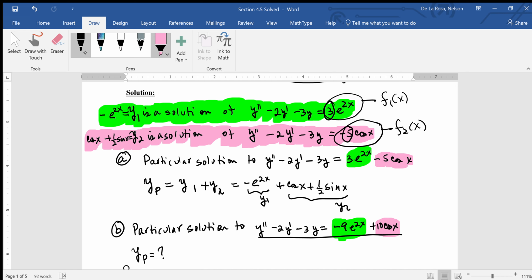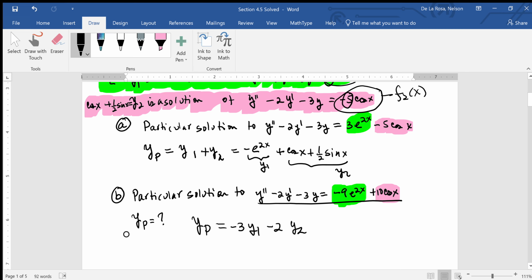Well, simply, in this particular context, the particular solution is going to be negative 3 times y1, because negative 3 times 3 is going to produce a negative 9, right? Plus one number multiplied by negative 5 produces a 10. That number is obviously a negative 2. Negative 2 y2. Okay, so we have found a linear combination using the principle of superposition.